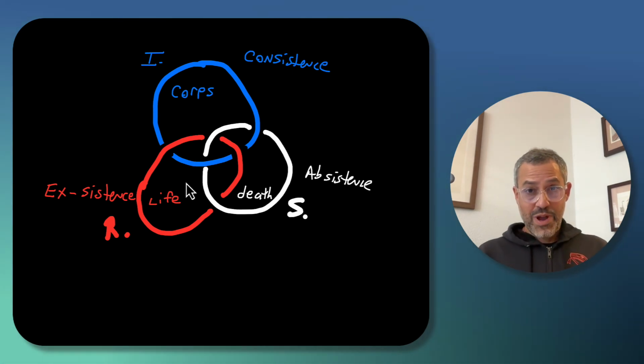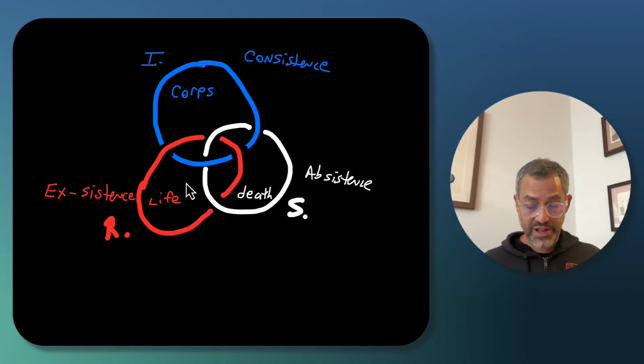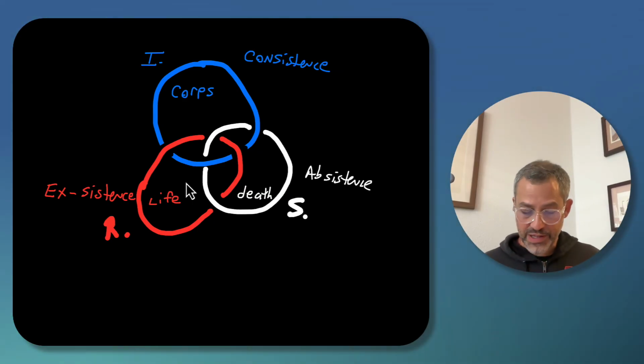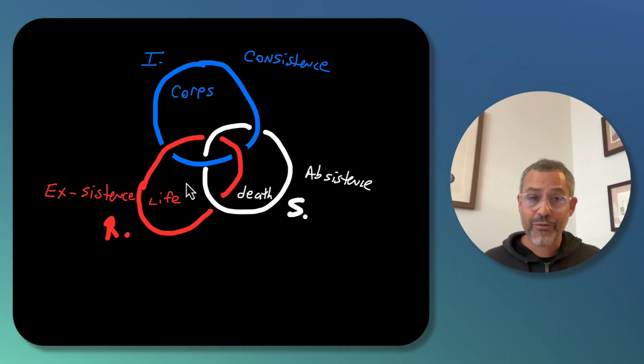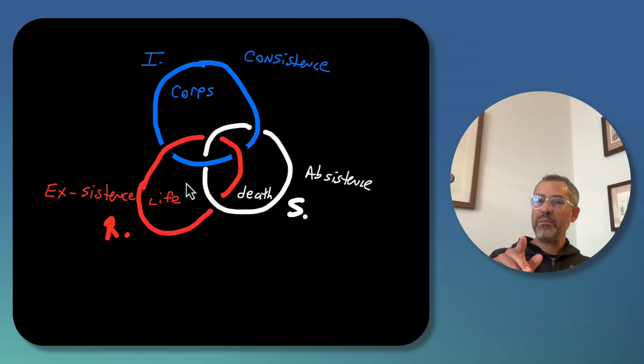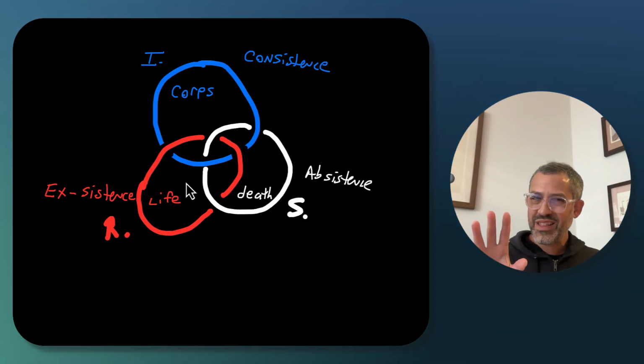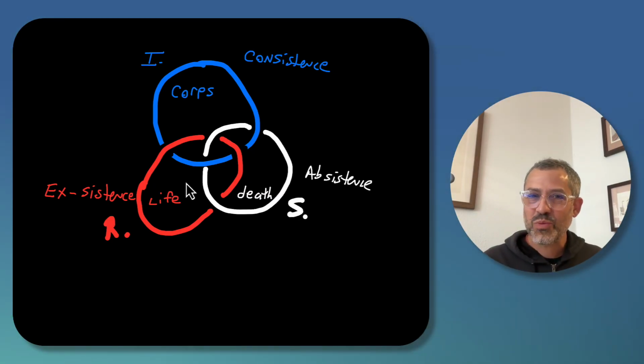Here we have the three dimensions of speaking being as Lacan understands them. Having a body equals imaginary consistence. Being a body is a matter of real existence. And then we come to this third, symbolic absistence. What might that mean?